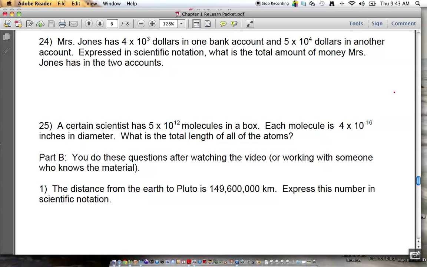Look, ready? Each molecule is 5, 10, 15, 20. Now, what do I do to the 5 and the 4 to get 20? Multiply. So that means I need to multiply this guy and this guy. So what is 4 times 5? 20. And what is 10 to the 3rd times 10 to the 4th?